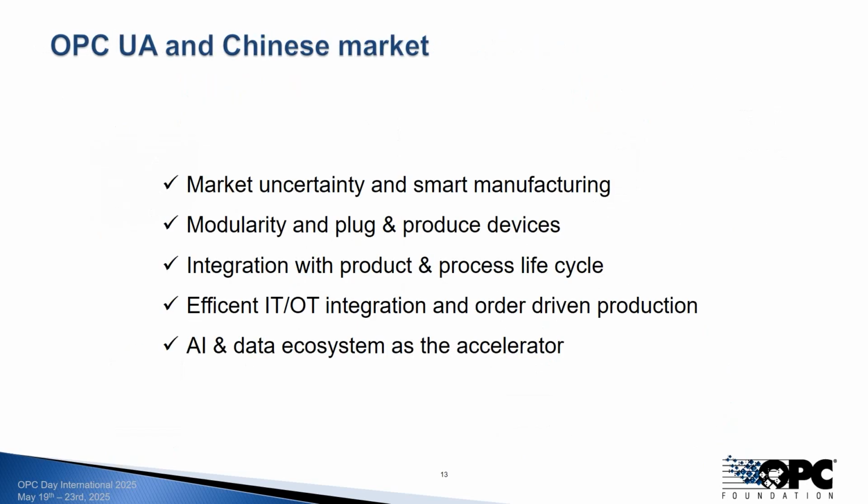On the final page, let's talk about market opportunities for OPC UA. From my observation, the demand for smart manufacturing in China and in the world is growing fast, because the market is becoming more and more uncertain. As a result, customers began to find production solutions with more flexibilities, which is able to respond to the market change fast.